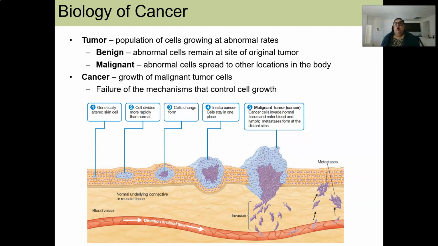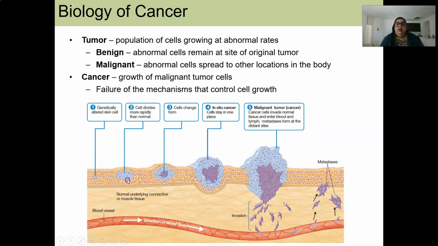Cancer is really the growth of malignant tumor cells, and failure of the mechanisms to control that cell growth. So if we look at this picture, we see our genetically altered skin cell. So remember, cancer is the disease of one cell. So this one cell got genetically altered, and it starts dividing rapidly and growing.